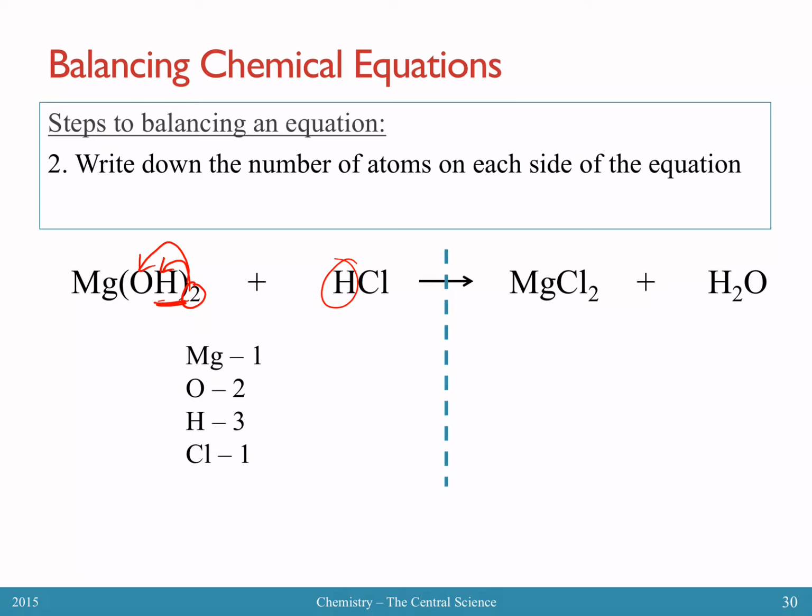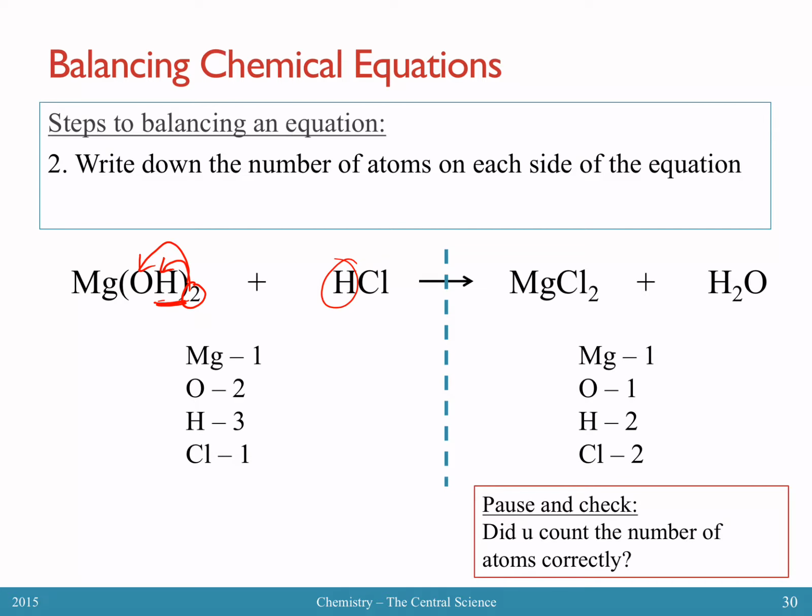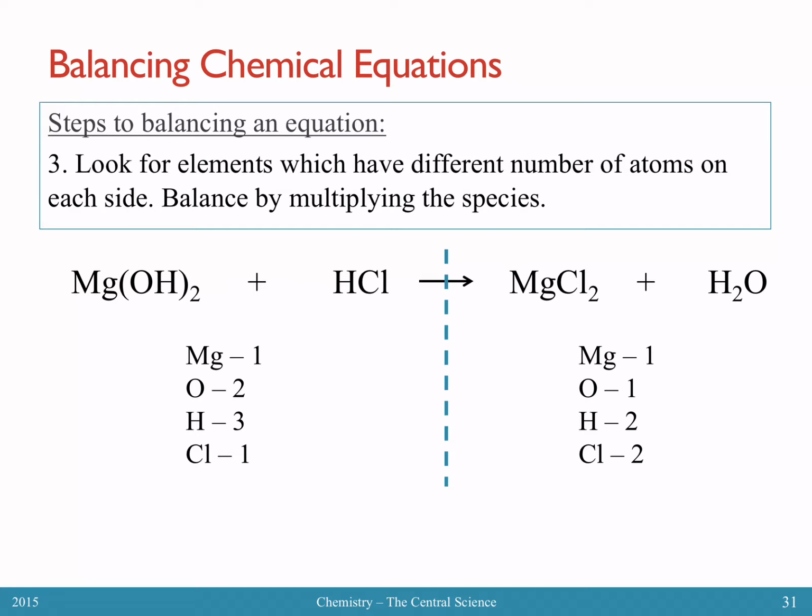Now, can you try to do the same for the right hand side? Okay, so we have 1 magnesium atom on the right hand side, 1 oxygen, 2 hydrogen, and 2 chloride. So did you count the number of atoms correctly? Now next, we look for elements which have different numbers of atoms on each side. We balance by multiplying the species. If we look here, you can see that oxygen, hydrogen, and chloride all do not have the same number of atoms on either side. So, can I ask you, what will you start with?